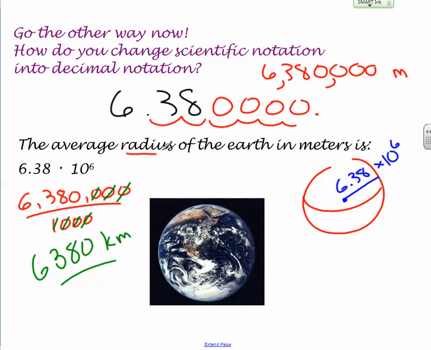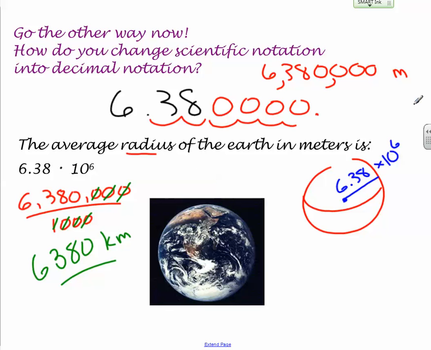So then we took the average radius of the Earth in scientific notation, and we changed that to decimal notation. Well, I need to move the decimal 6 times to the right. 1, 2, 3, 4, 5, 6, which is 6,380,000 meters. Because remember, this is a million, so it's a million times bigger than that, because that's a multiplication.